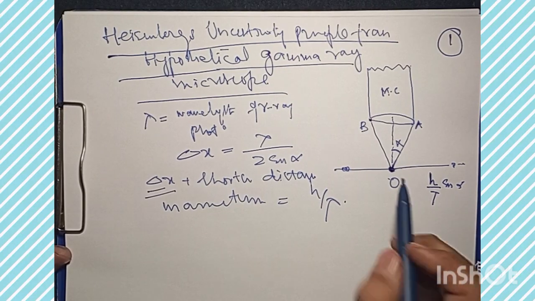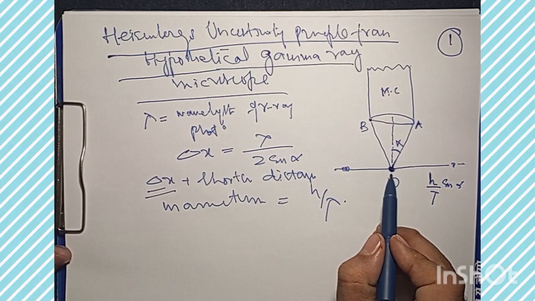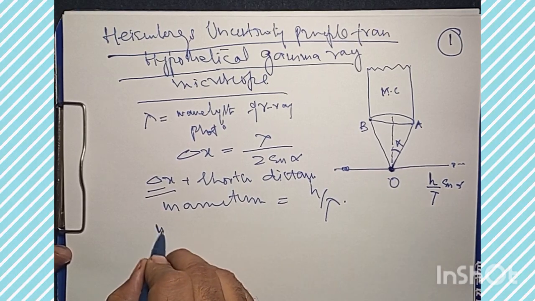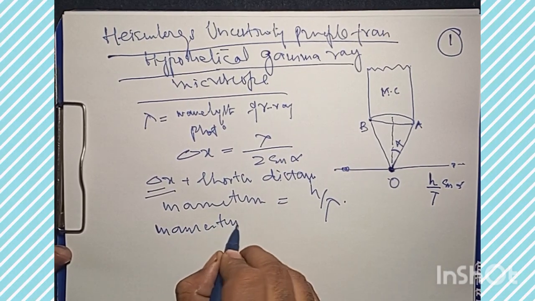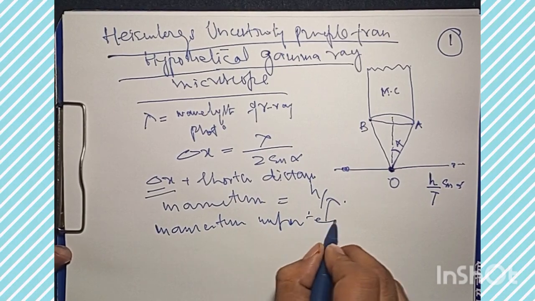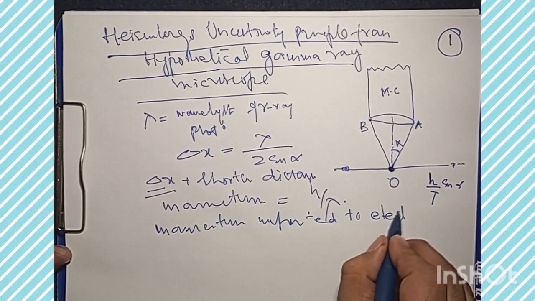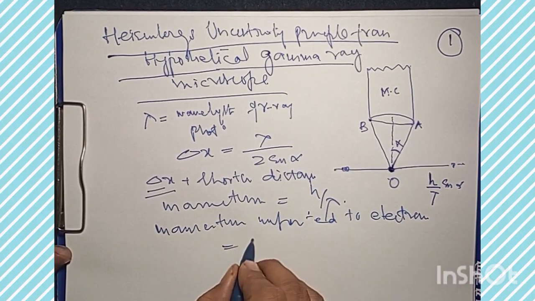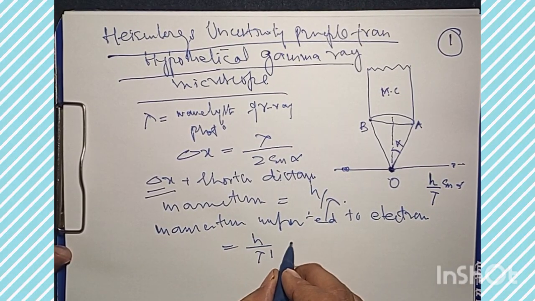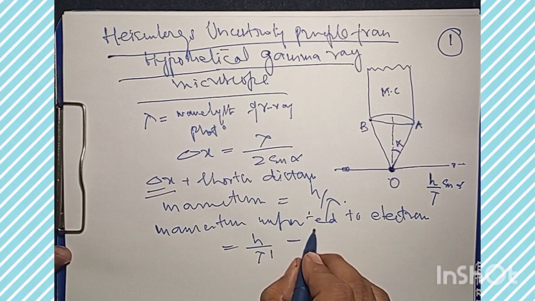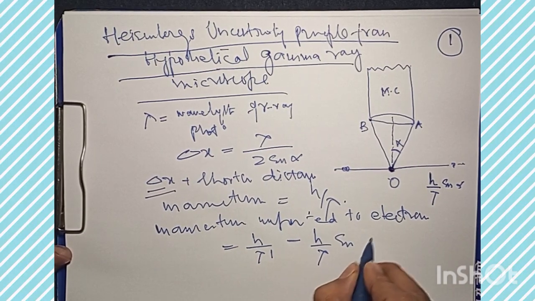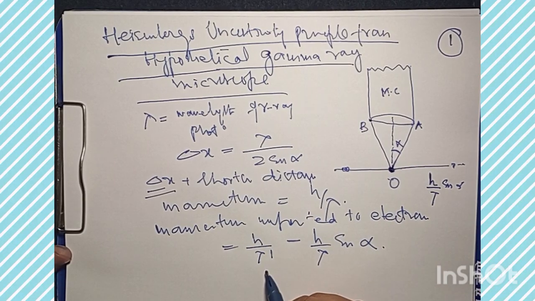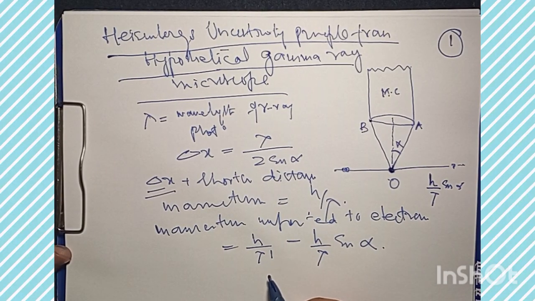So the momentum imparted to the electron will be h by lambda dash minus h by lambda sine alpha. Now, what is this lambda dash? This lambda dash is the wavelength of the gamma ray photon before scattering, the original wavelength.